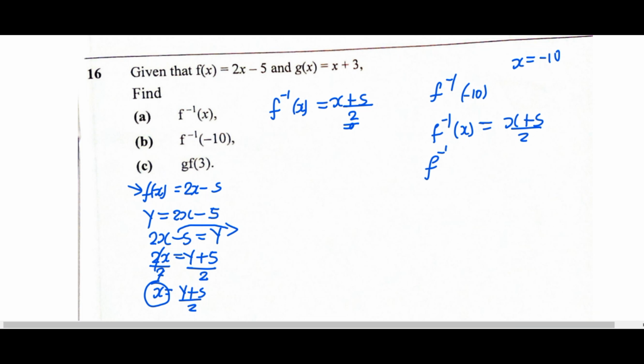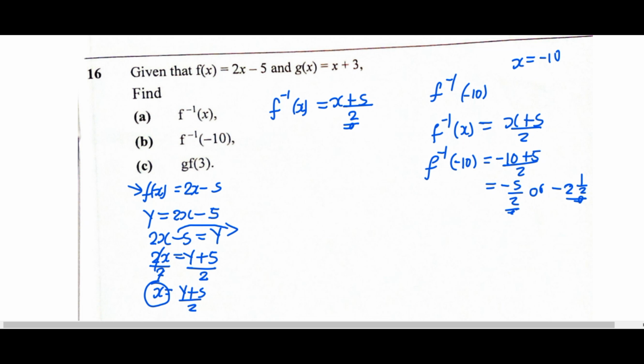So this means now that where there is x, we put negative 10. Even here, negative 10 plus 5 over 2. So negative 10 plus 5 will give us negative 5 over 2. Or if we want, we can reduce. So 2 into negative 10, negative 5, into negative 5 is negative 2, remainder 1 over 2.